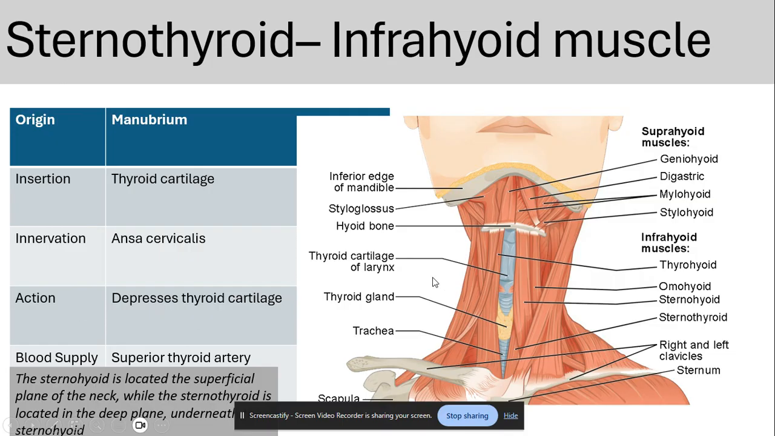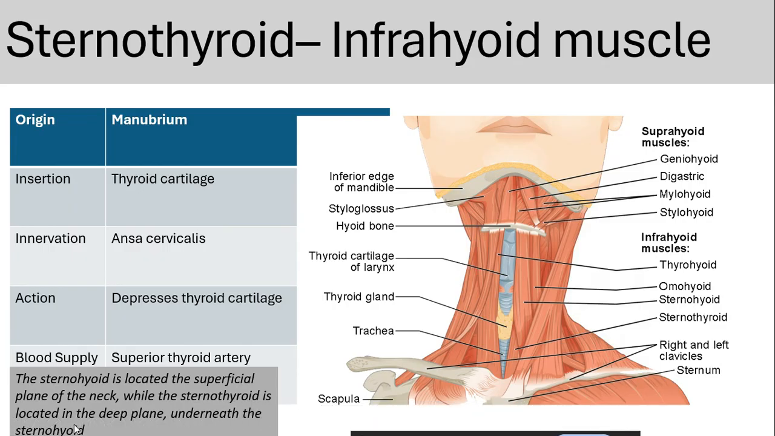Action is it depresses the thyroid cartilage. This is the thyroid cartilage, and it depresses it. Blood supply is the superior thyroid artery. So the superior thyroid artery supplies the blood. The sternohyoid is located in the superficial plane of the neck, while the sternothyroid is located in the deep plane underneath the sternohyoid.